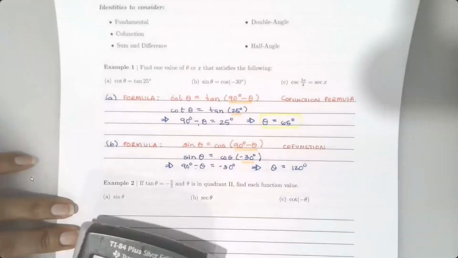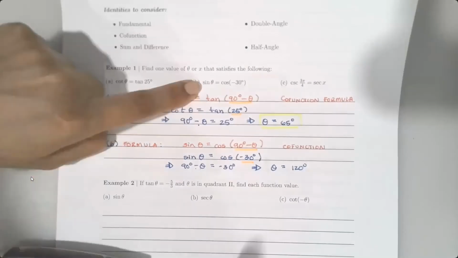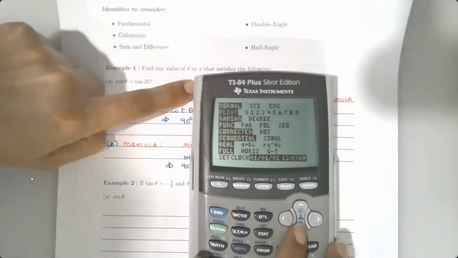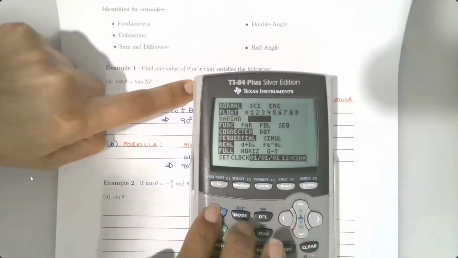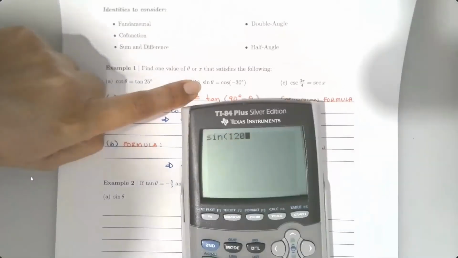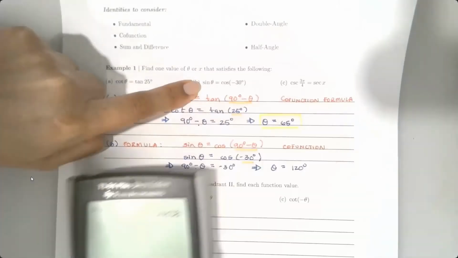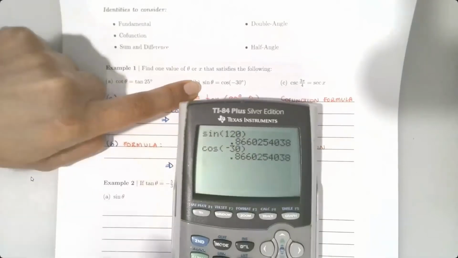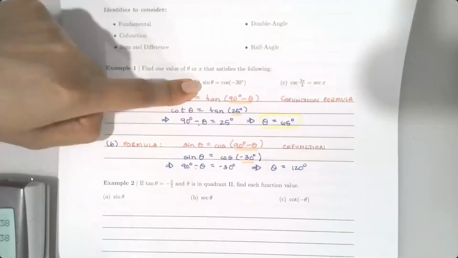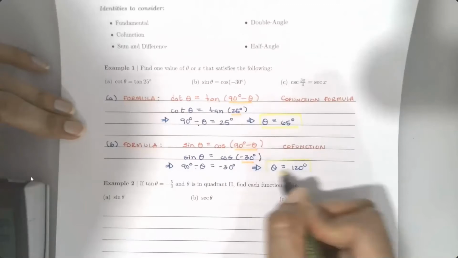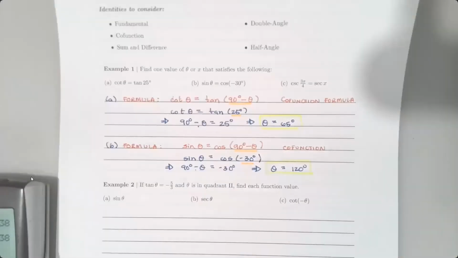All right, so we check. We want to check if sine of this angle that we got here, so just make sure that you're working in degree mode. I'm going to change mine to degree mode. Is it true that sine of 120 degrees, so here's sine of 120 degrees, is the same thing as cosine of negative 30 degrees? So cosine of negative 30, yes it is. Thanks to our calculator, we can see that they're exactly the same. So theta equals 120 is correct. Any questions there?